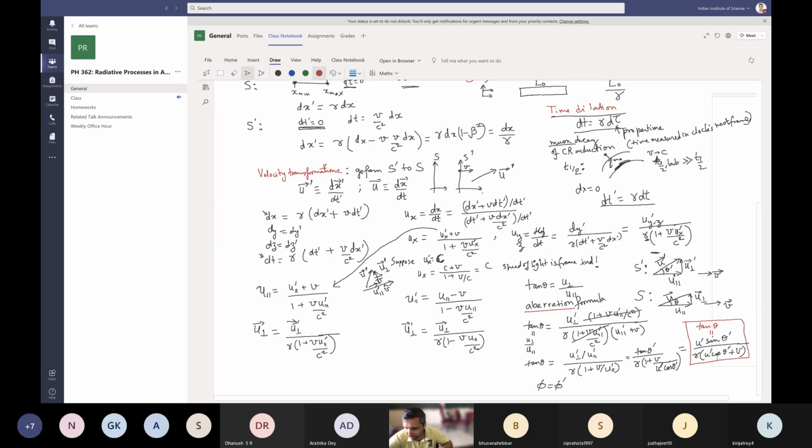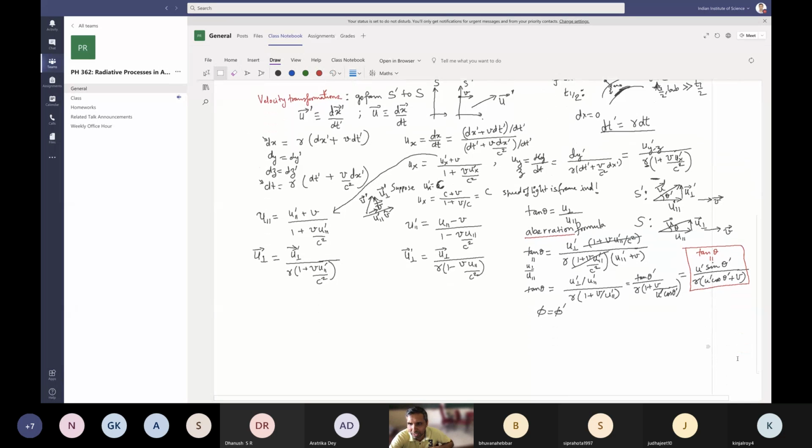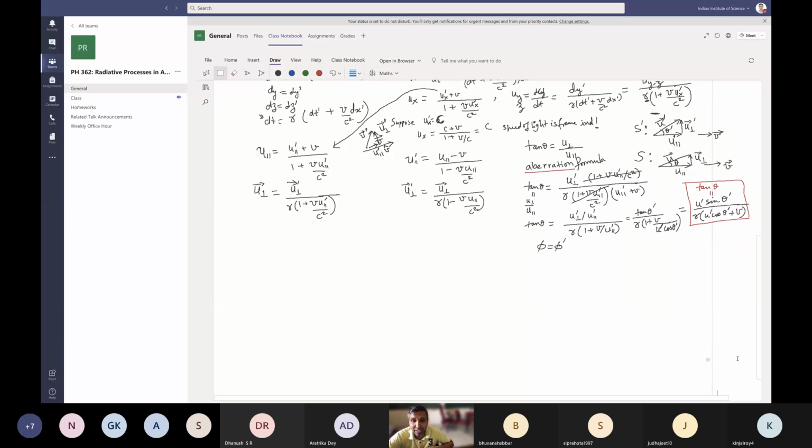This is how theta and theta prime are related. Now, when we are dealing with these u primes, what we will be interested in later is that we will look at photons being emitted. We will look at photons being emitted in the particle rest frame.